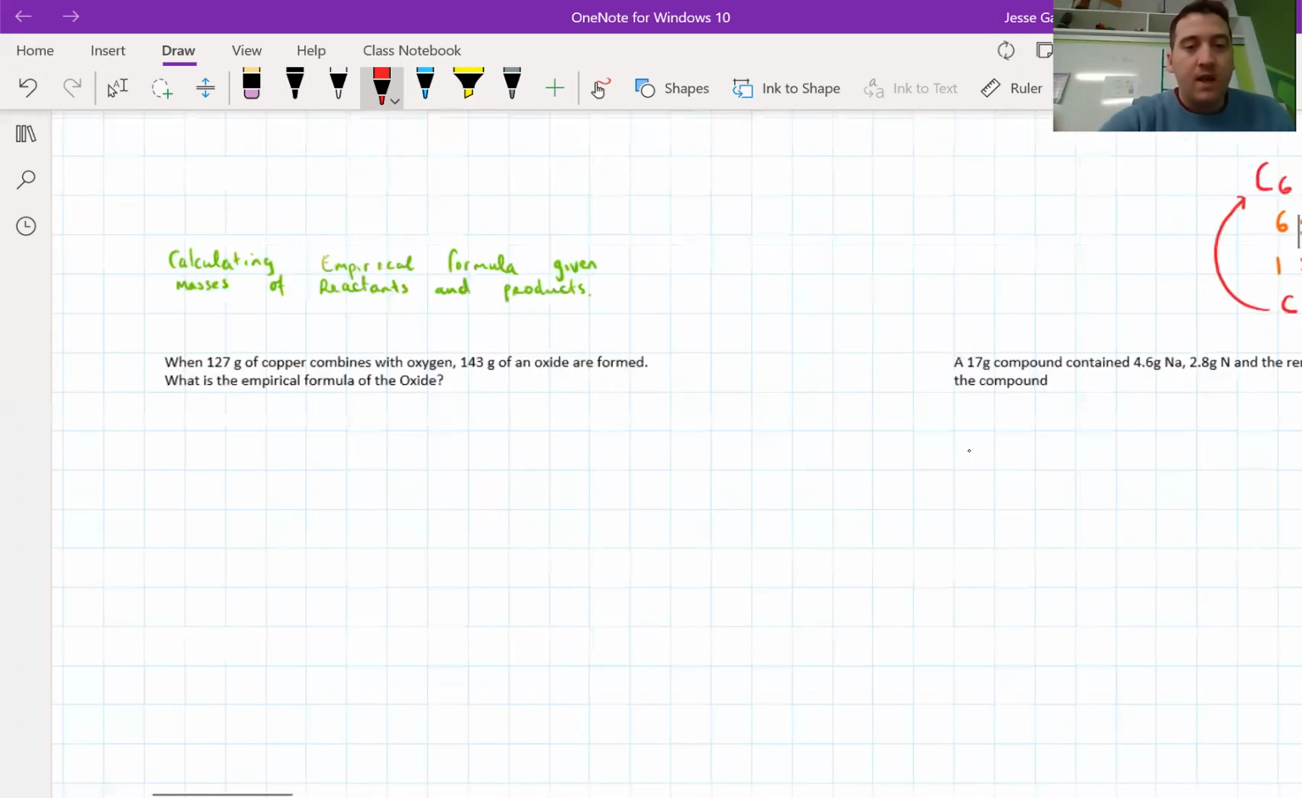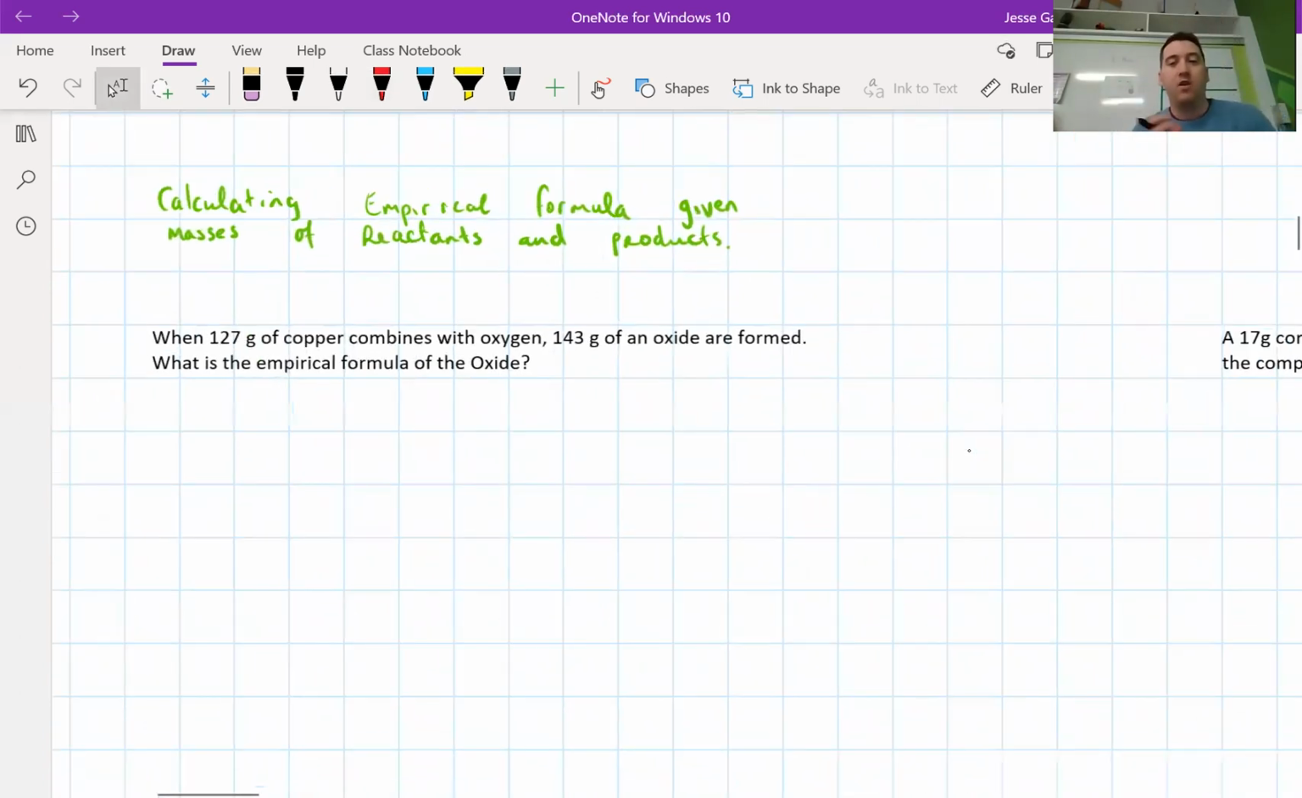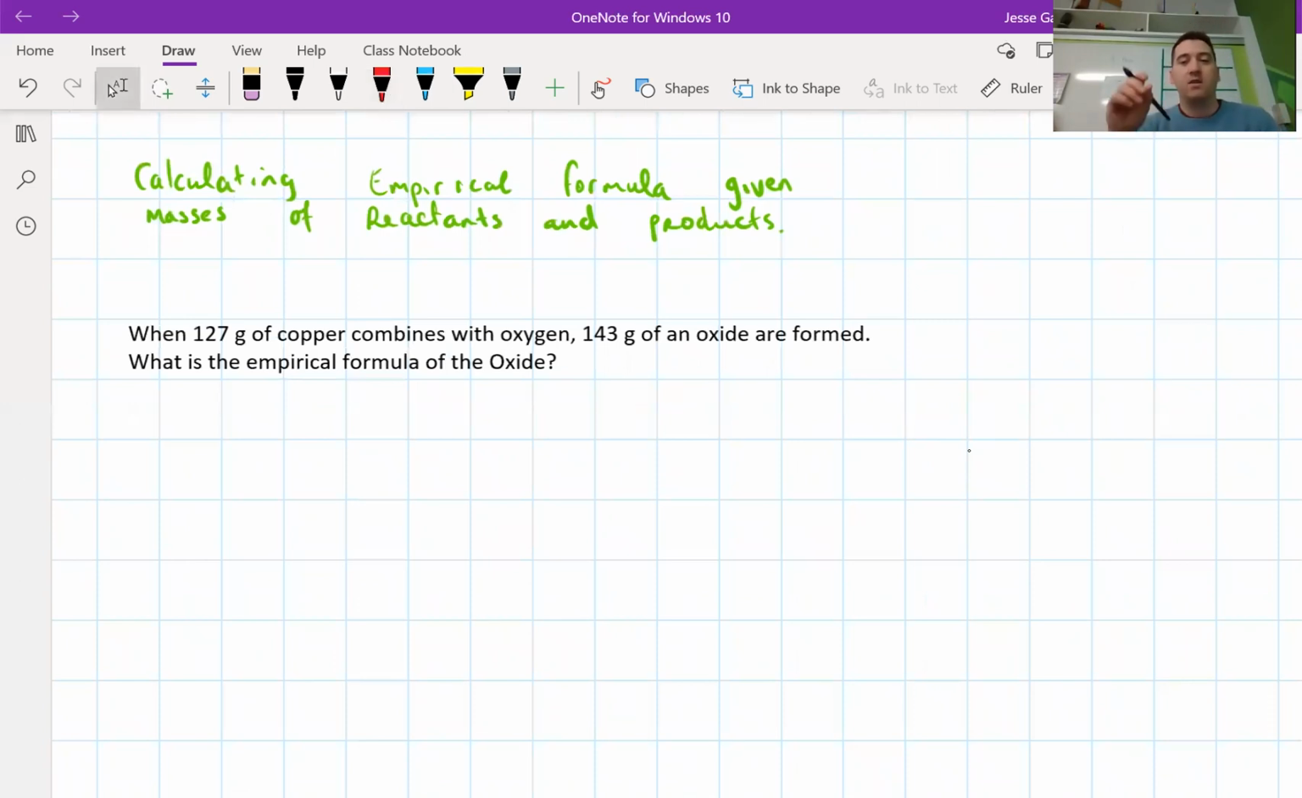Okay, all right, so what we're going to do is we are going to do 2 examples. I'm going to do one, and then you're going to do another one side by side. So what I'll get you to do is take down this green bit in heading here as a heading. So we'll calculate an empirical formula when you're given the masses of reactants and products. So I want you to just take that down as a heading at the top of the page. Pause the video, do that now.